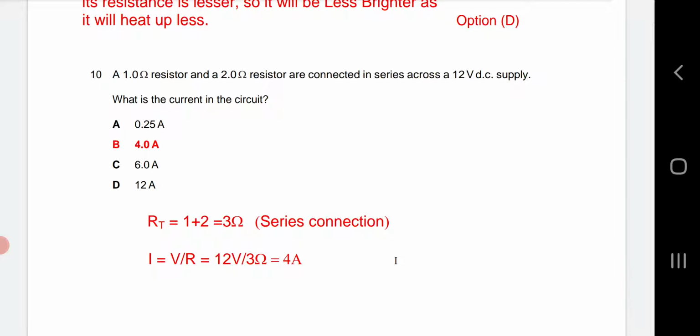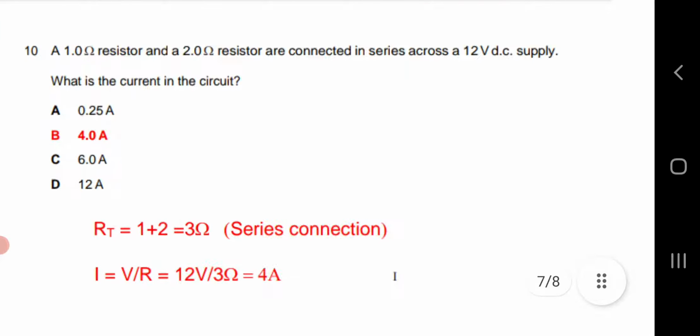Question number 10. If a 1 ohm resistor and a 2 ohm resistor are connected in series across a 12 volt DC supply, what is the current in the circuit? In a series circuit, the net or effective resistance is the sum of all the individual resistances. So the total resistance in this case is 1 plus 2 is equal to 3 ohms, and that 3 ohm resistor is connected across a 12 volt DC supply. So I is equal to V over R, that is I is equal to 12 over 3, so it is 4 ampere.